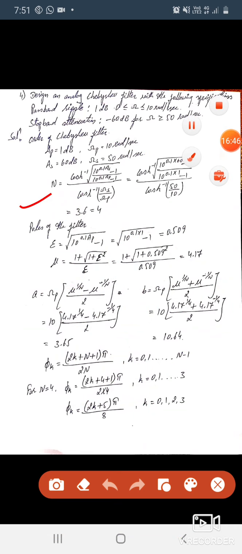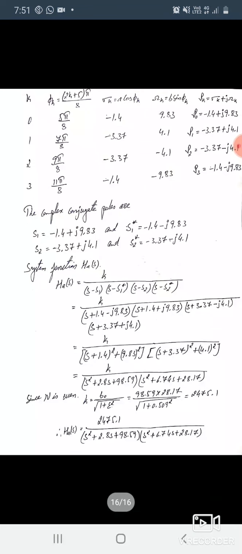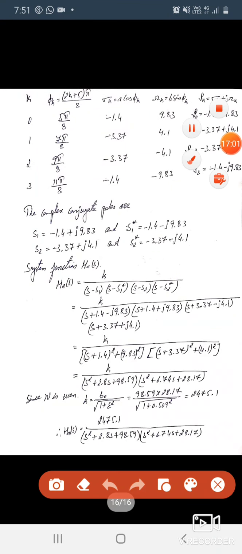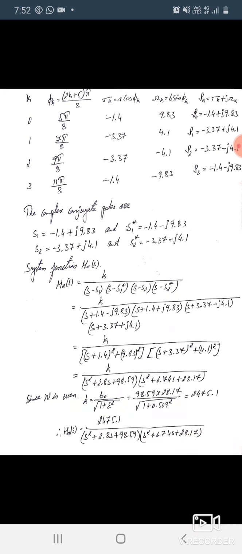Next, same method, calculate for n. Here again it's E1. Remember that here is the main important thing. Then zeta, omega, A, B, then pi k values. Then find your poles, find your complex conjugate poles, substitute in the system function equation, then find out what the k value is, you will be getting your system function. In the same way, you can solve any of the problems if it is given in the exam.